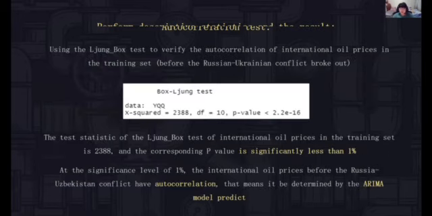And then we use the autocorrelation test. This is the Ljung-Box test to verify the autocorrelation of the international oil price in the training set. The specific results are as follows.